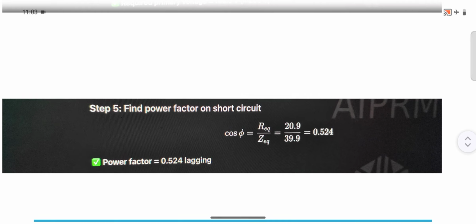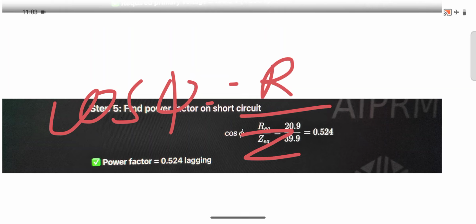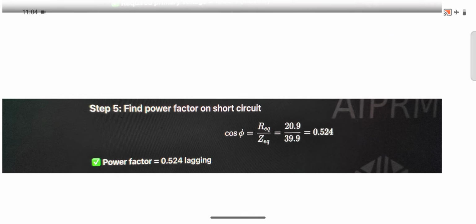Now we have to calculate power factor. Formula for power factor is very simple. Cos phi is equal to R divided by Z. R equivalent we already calculated. Z equivalent we already calculated. We will simply get power factor. Lagging and leading we will get by impedance and inductance. Which one is greater?